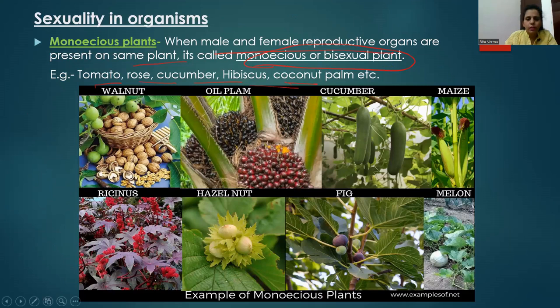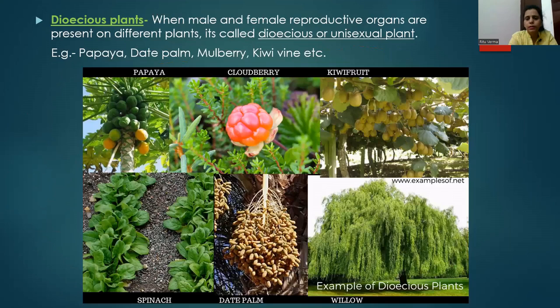Other examples are hazelnut, oil palm, walnut, fig, melon, maize. Then this one is ricinus. So these are the examples of monoecious plants.